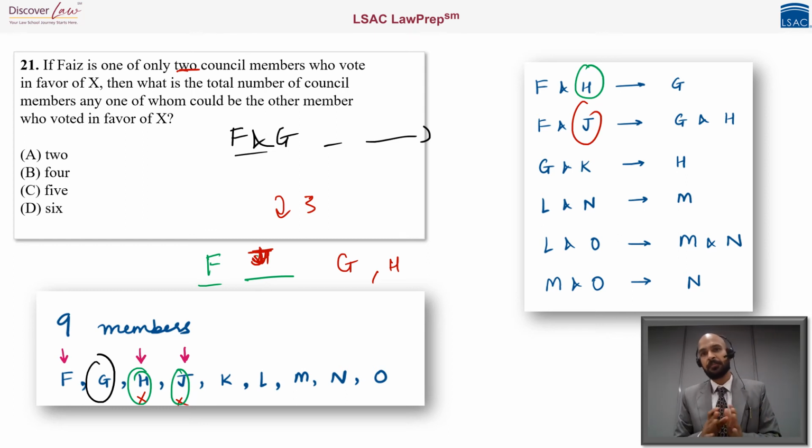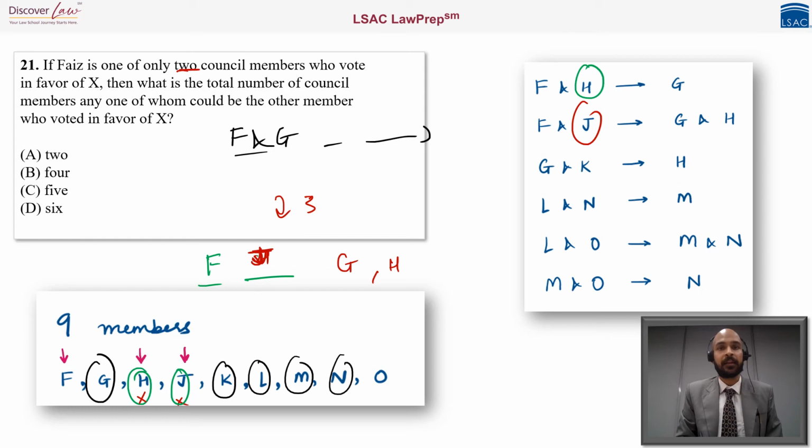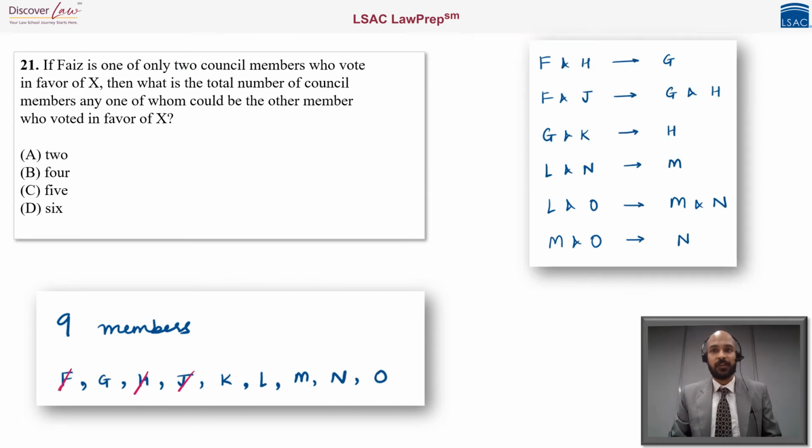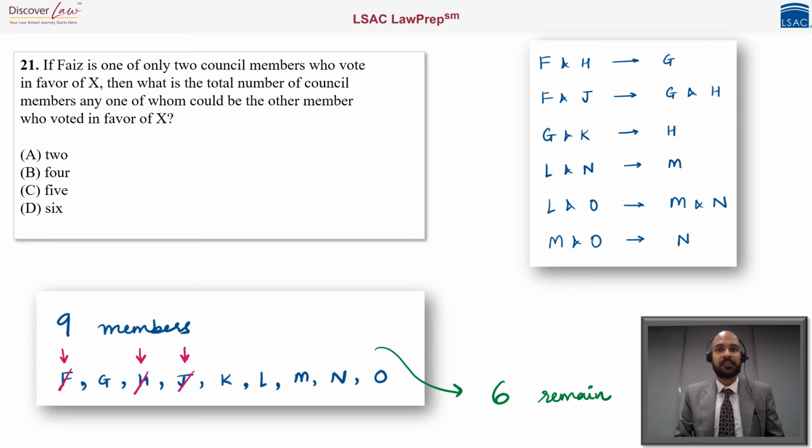F and G simply means F and G. Likewise with K, L, M, N and O, you can have these and this does not lead to an additional member. So the choices that you have are these 3, 1, 2, 3, 4, 5 and 6, giving us D as the answer. So you see it was very simple. After you've struck off these 3, there are 6 that remain and therefore 6 is the answer.